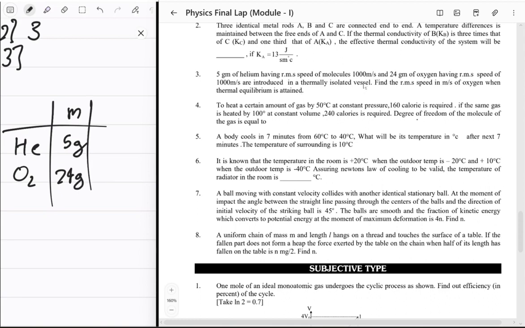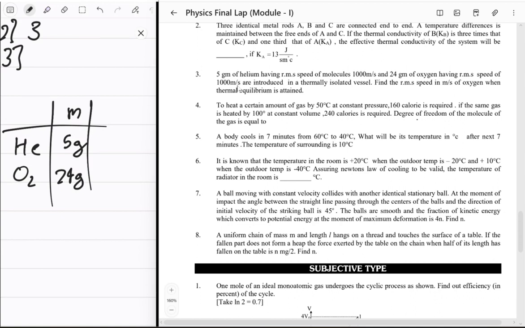Thermal vessel, find the speed in meters per second of oxygen when thermal equilibrium is attained, right? Whatever. So whose RMS speed is given? The helium's is given, that is 1000. Oh god, this isn't working out. It's not nice. We don't know what the temperature is or whatever. That doesn't look good. And its RMS speed you said is 1000, right? Okay. Grams of helium you are saying.